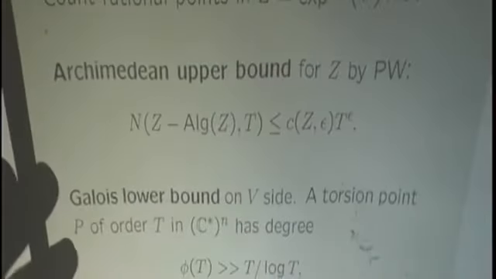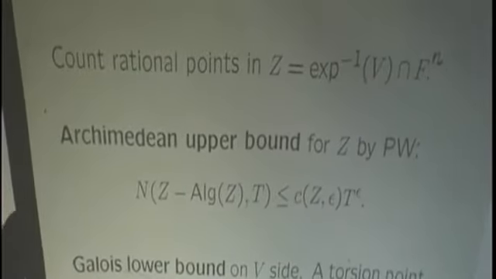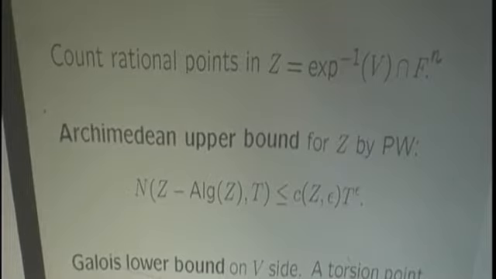So instead of now counting torsion points in V, we can now count rational points inside this set Z, which is the pre-image of V intersected with the Cartesian product of the fundamental domain. And this is a definable set in R_an,exp. And so we get an upper bound for the rational points. They're at most up to height t. And outside the algebraic part, they're at most t to the epsilon rational points.